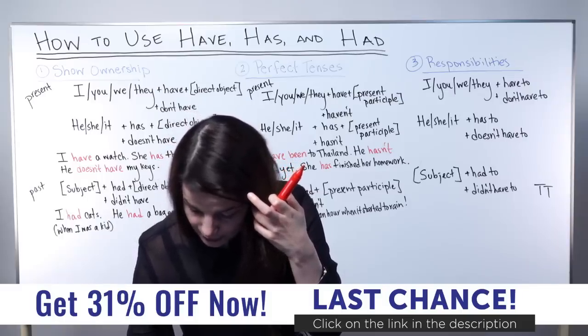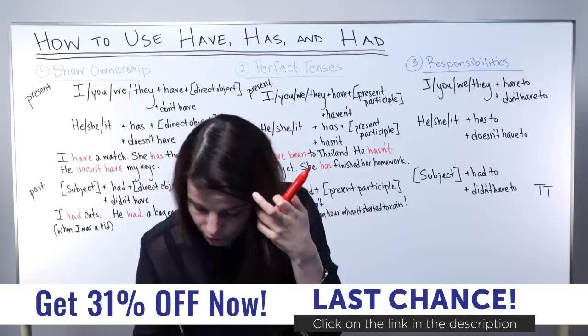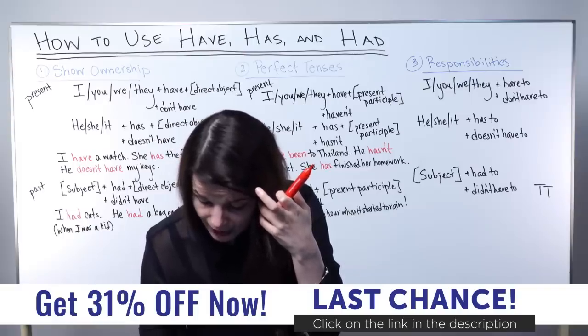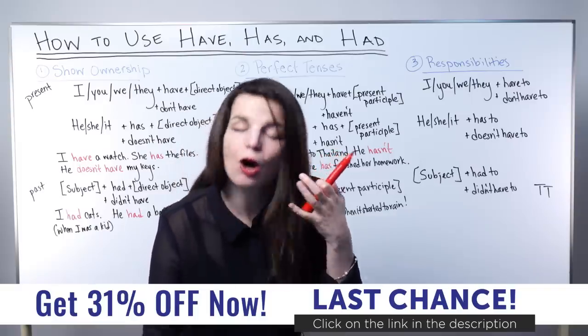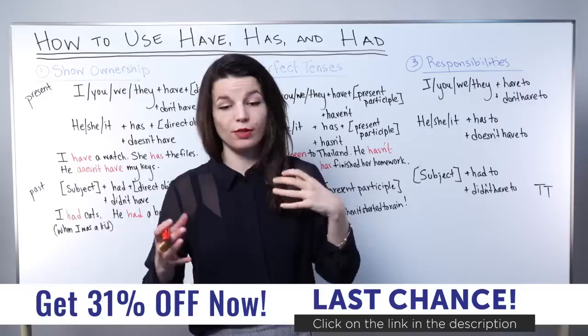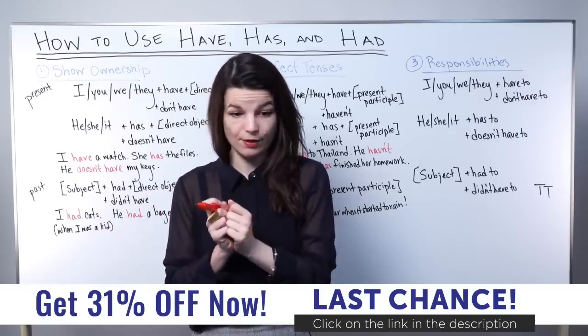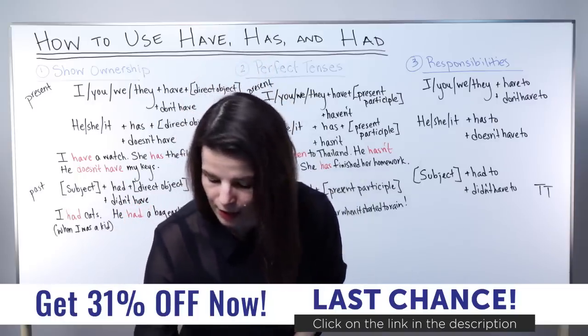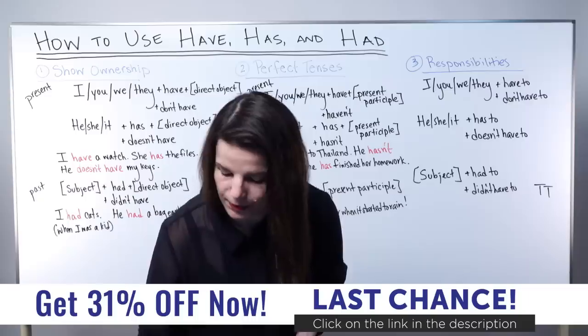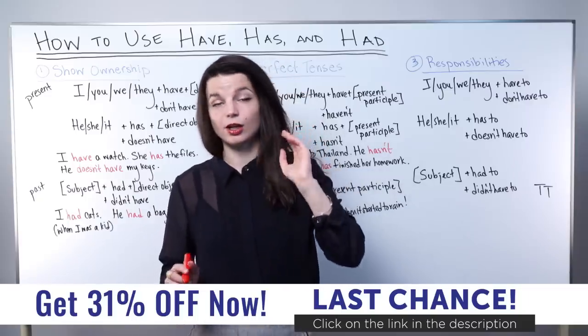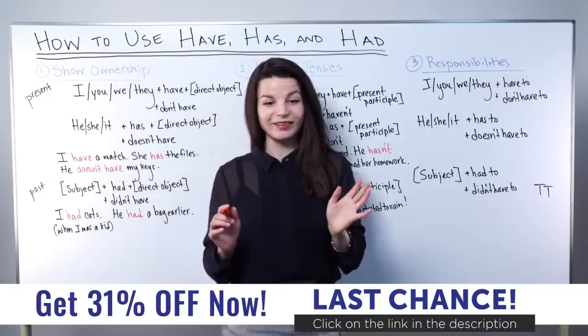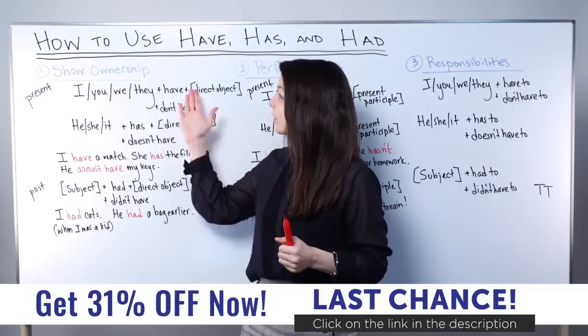The first part of today's lesson is going to be focused on using have to show ownership, so to show that we possess something. I'm going to talk about each point in terms of present tense and in terms of past tense. So let's begin. Let's start over here.